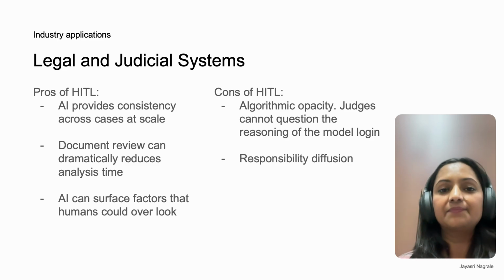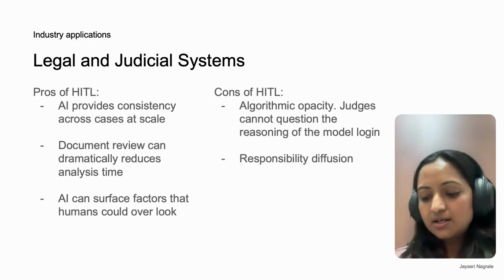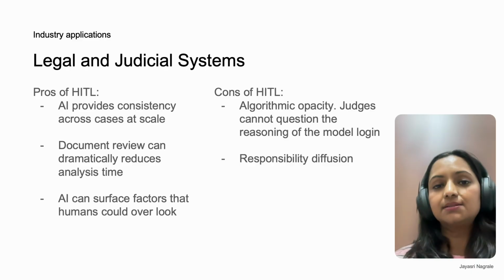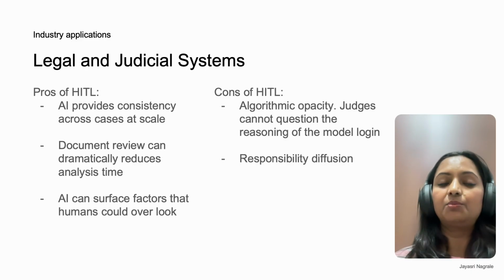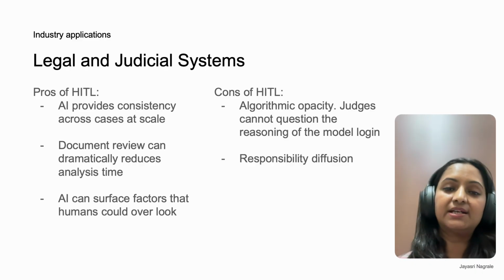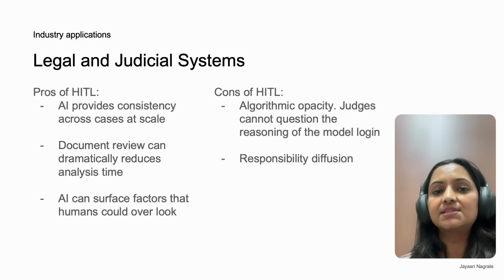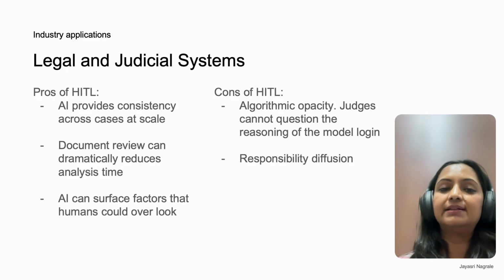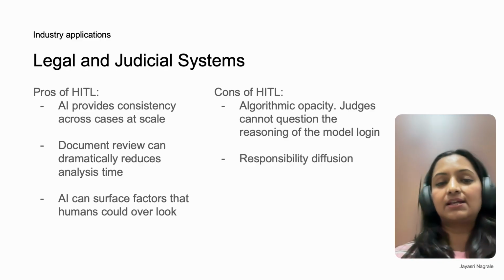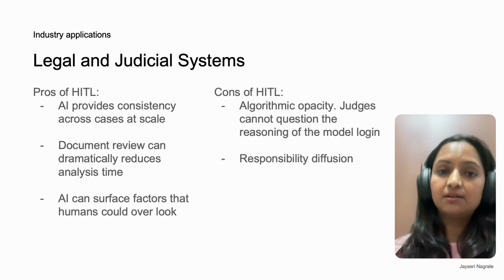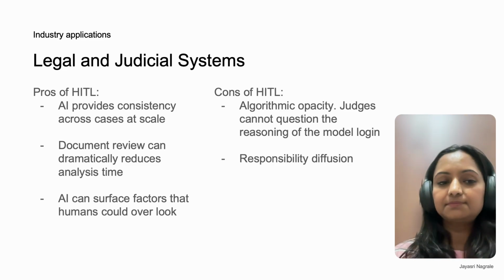So yes, there are advantages, but some of the disadvantages are algorithmic opacity, right? Let's say that the AI makes a particular risk score, or takes a particular decision or suggestion. Judges are not really able to ask or question why it has come to that particular conclusion. What's the thought process behind it? So if you are a product team designing for legal and judicial systems, make sure you also add in the reasoning factor, so that the judges can understand what is the POV of an AI system and where it is coming from.